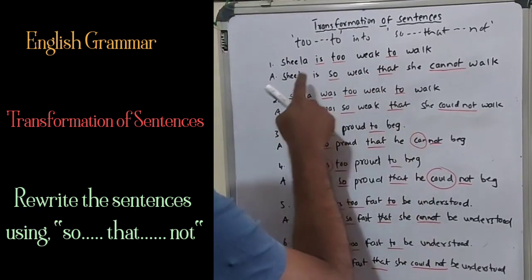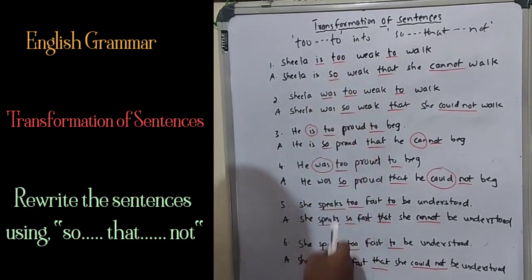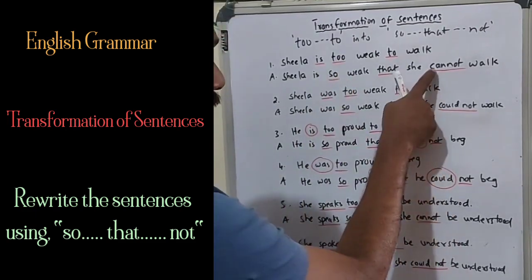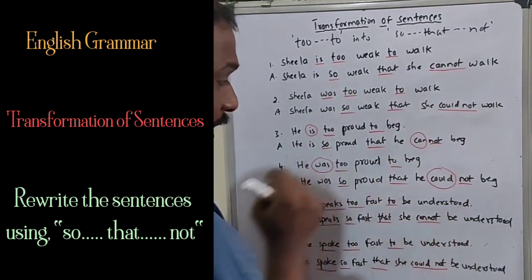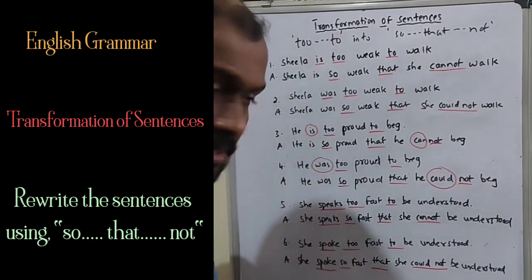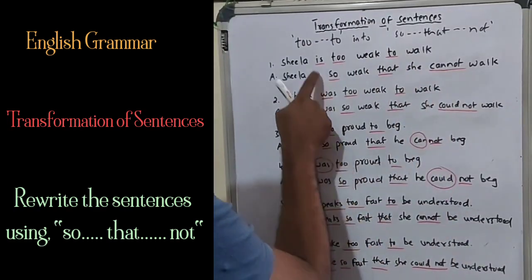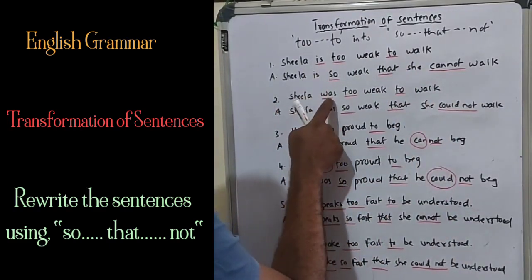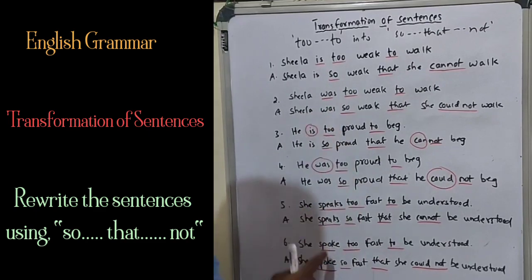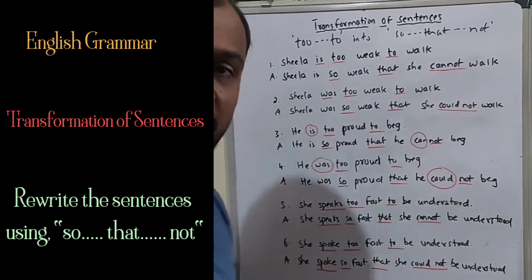Okay, look at this. See, 1, 3, and 5 are all present tenses. So I used can, and can. Whereas second, fourth, and sixth are past tenses. So everything is same except for the verb. See, you don't make any changes in the verbs. Okay, retain them as it is. See, speaks, spoke, spokes. Only thing is you have to change can into could in case of past tenses.